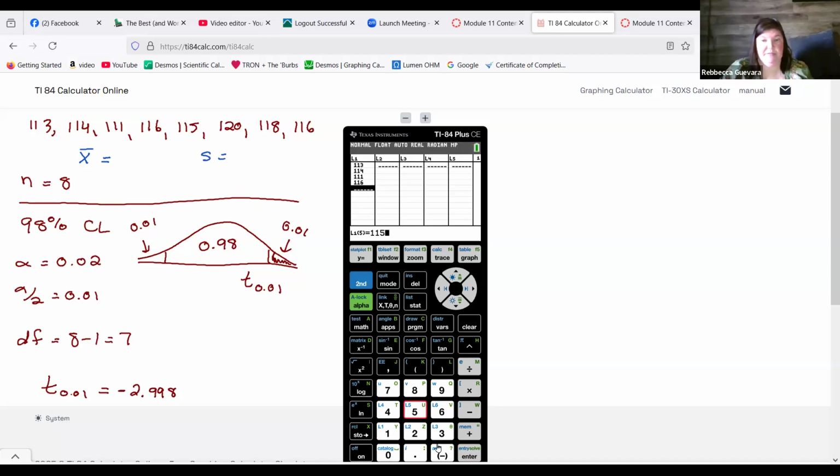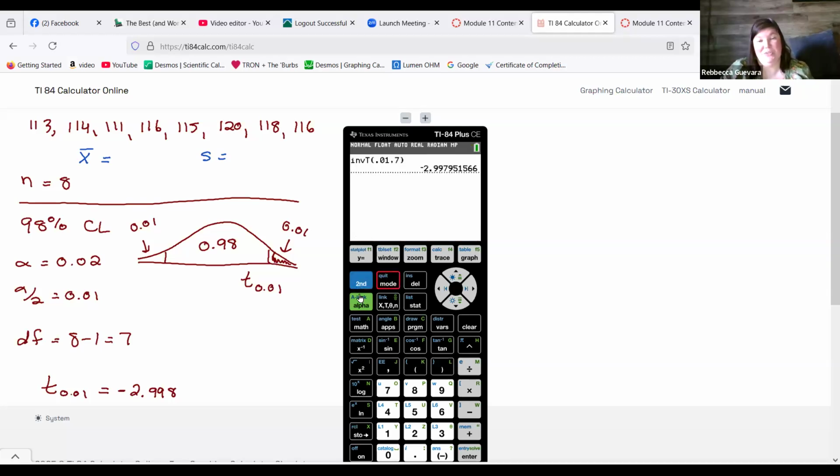So just this data up here: 120, 118, 116. Okay, so I got 8 points. Then I'm going to go to second. Oops, sorry, we're not going to go to second.